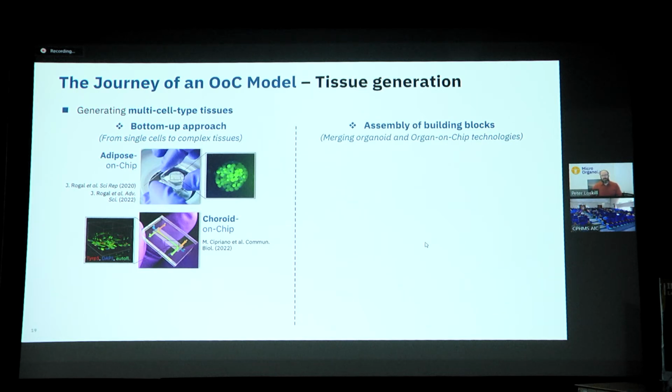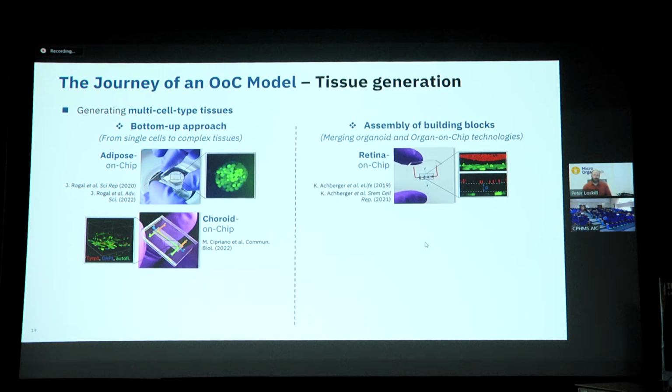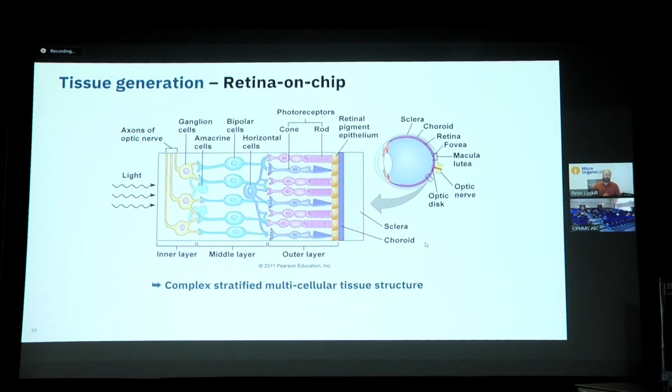In terms of the building block assembly, I'm going to show you something about our retina-on-chip model. For the retina-on-chip model, we chose this building block approach because when I saw the structure of the retina for the first time, I was almost sure we could not do that with organ-on-chip technology. It's an extremely complex, stratified, multicellular tissue, and you have lots of different cell types that have to be in specific places and interact specifically with each other to actually make up the function of the retina.